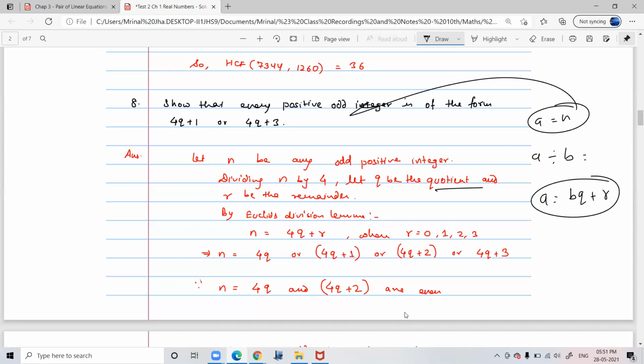Then by the division lemma, what do we say? n can be written as 4 times the quotient plus the remainder. And then the remainder can be what? The remainder has to be greater than or equal to 0 and less than the divisor, which is 4 here. That is why r will be 0, 1, 2, and 3. Everyone is clear up to this? Whoever had doubt in this? Hi, sir. Okay.